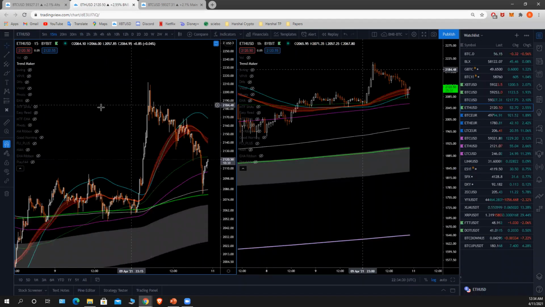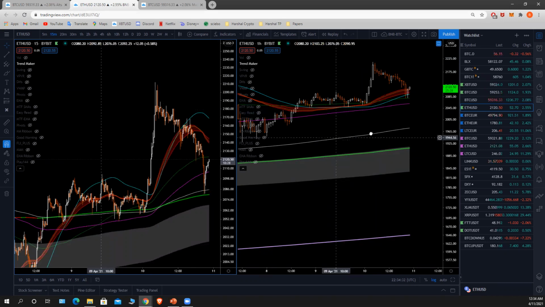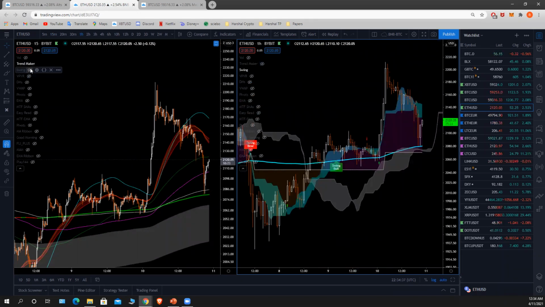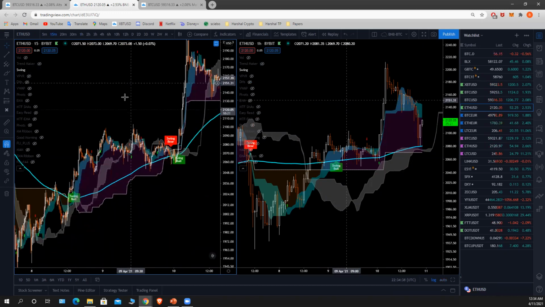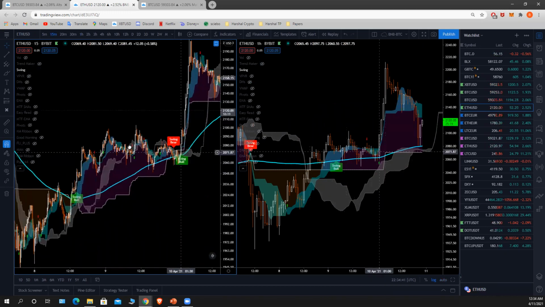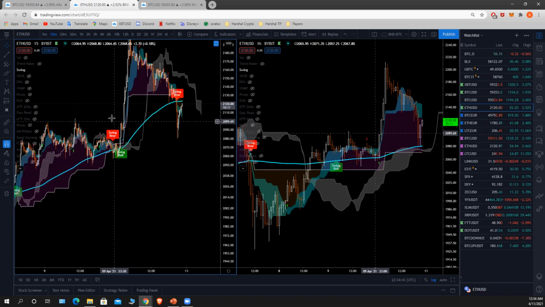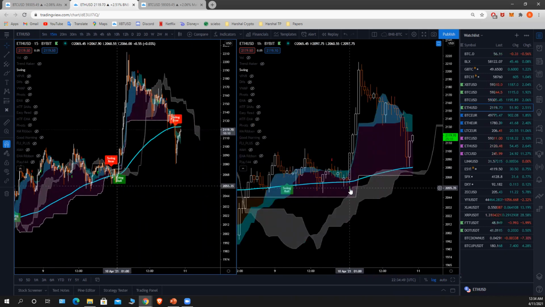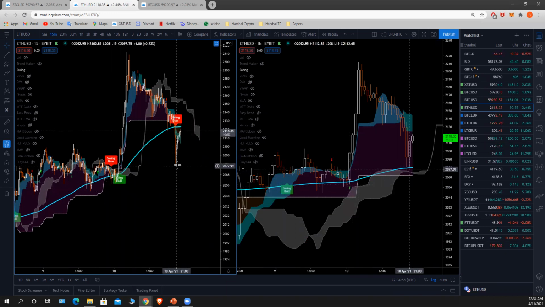We had a similar case on Ethereum. It was somewhere here, yeah. So we had this 15-minute swing signal here, and then at the same time we had this small green arrow, which is the early bull signal or long signal, exactly at this time point. So this is how you use this indicator.